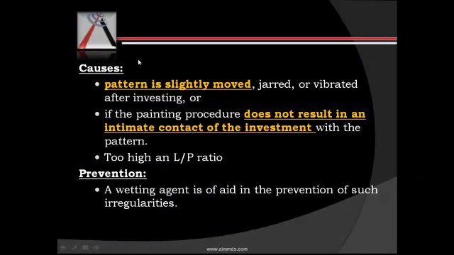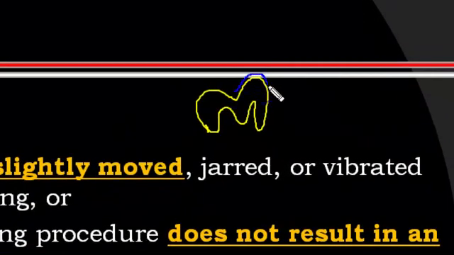Now what causes this water film or this kind of ridges or veins is if the pattern is slightly moved, jarred or vibrated, this may result in formation of such ridges. Or in the painting process, when the wax pattern is invested, the first step is painting of the investment material on the surface of the wax pattern, and if this process does not result in intimate contact of the investment with the wax pattern, the in-between space may result in formation of the water film or may result in formation of the veins and ridges later.